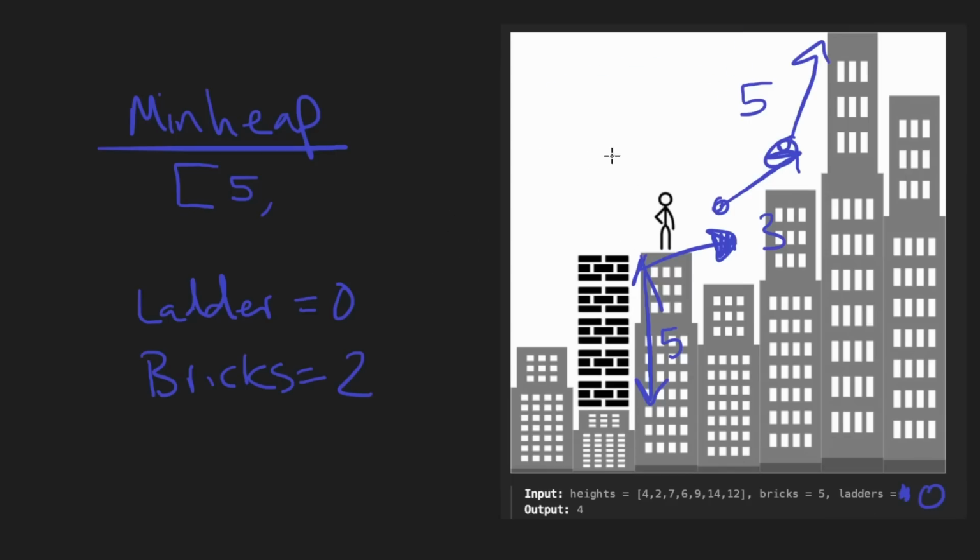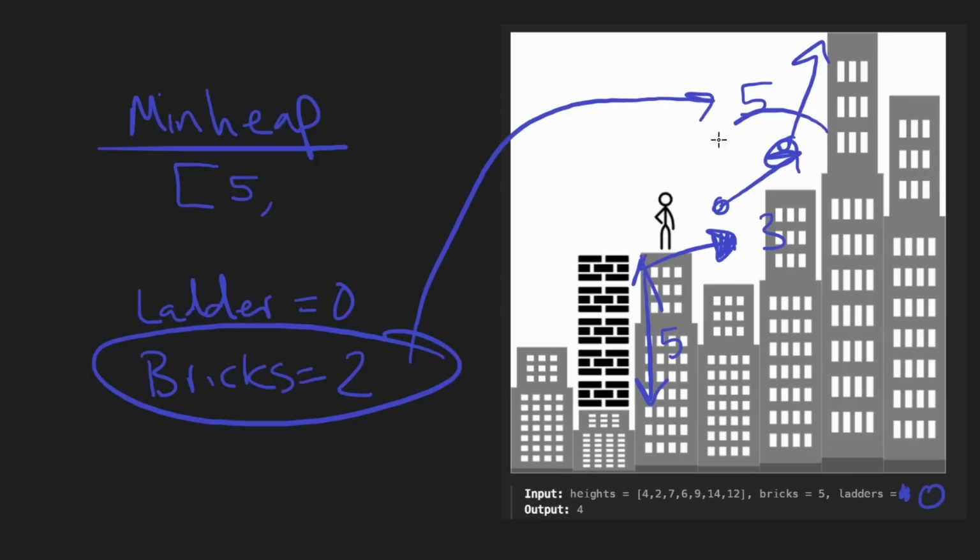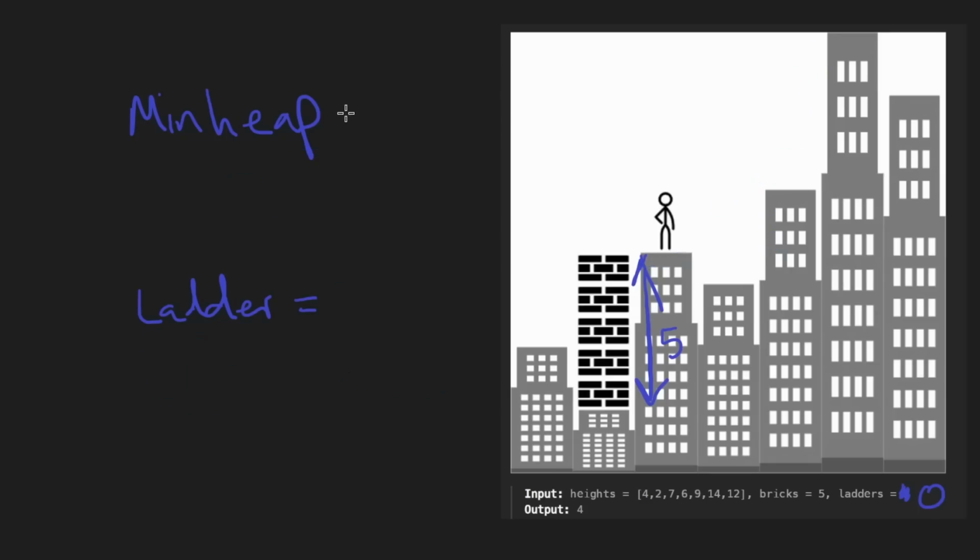Then we check, okay, well, do we have enough bricks remaining here? No, we do not. So we can't really go any further from here. In my opinion, this solution is just a bit more complicated to reason about, which is why I'm going to be showing you the previous max heap solution.